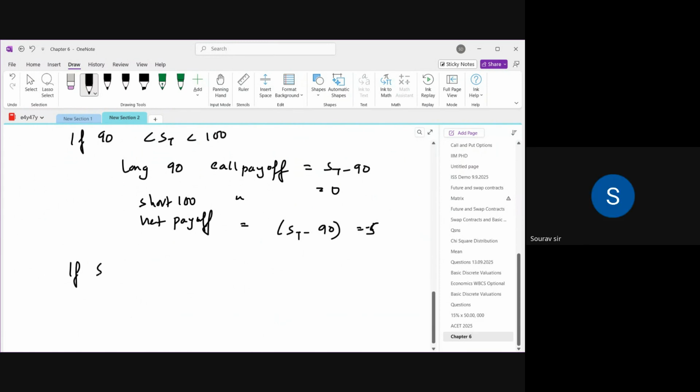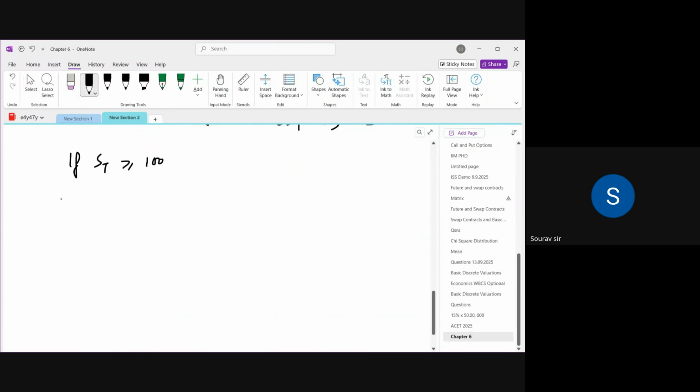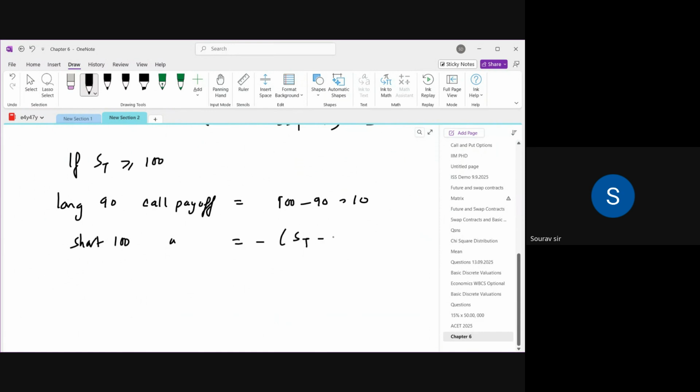Now if ST is greater than or equal to 100, then the long 90 call payoff will be 100 minus 90, 10. The short 100 call payoff will be minus (ST minus 100). But since both are at strike 100 and above, the difference is 10. So what is the net payoff? 10 minus 5, so that is 5.